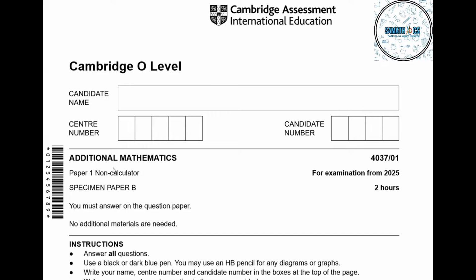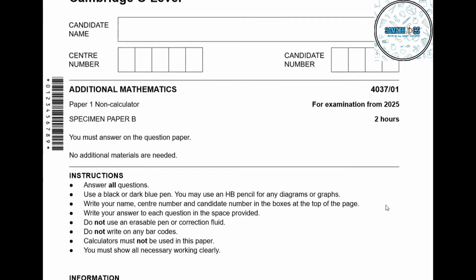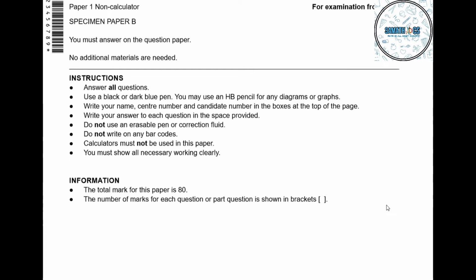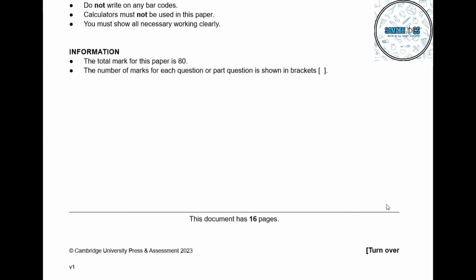We are going to solve Additional Mathematics, Paper 1, Specimen Paper B for examination from 2025. Time for the paper is 2 hours and the total marks for the paper is 80.